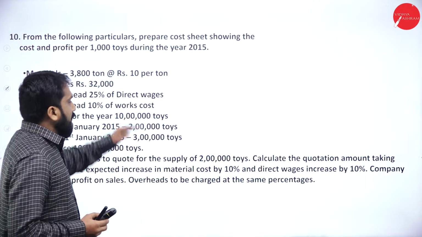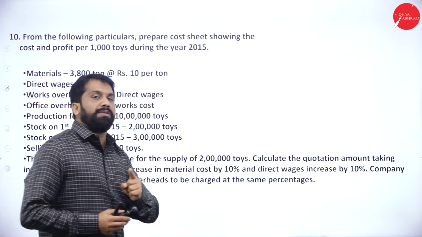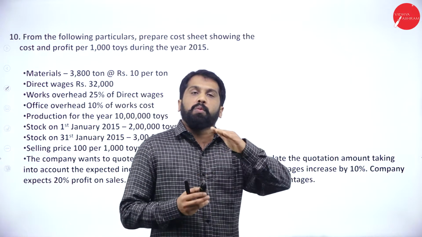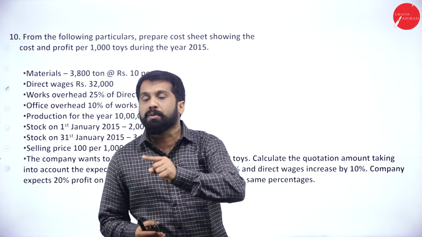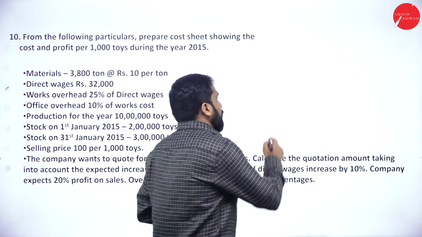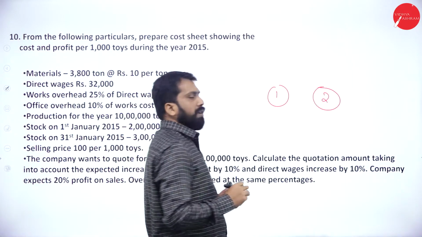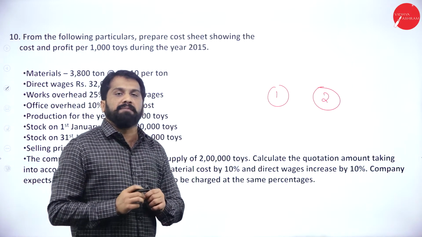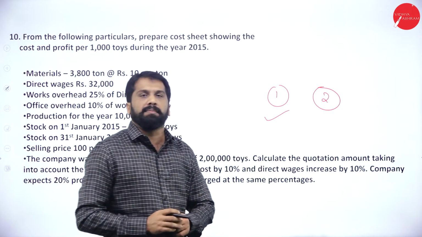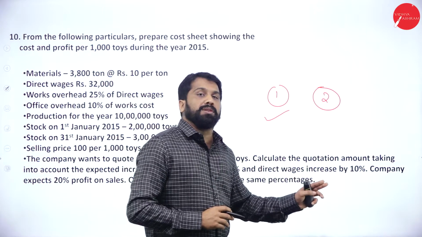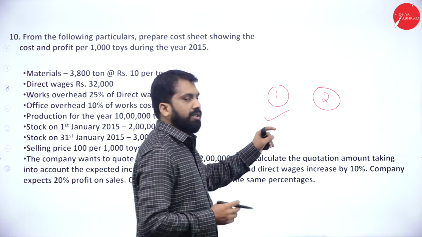Now you have to prepare normal cost sheet. Remember, you have to prepare normal cost sheet. Once you're done with your normal cost sheet, you have to prepare one more cost sheet. Now, cost sheet number 1, cost sheet number 2. All the information for cost sheet number 1 will be given in the problem. But cost sheet number 2, we have to prepare according to the information given.